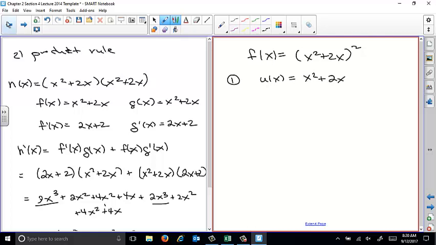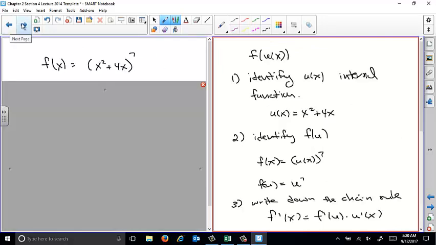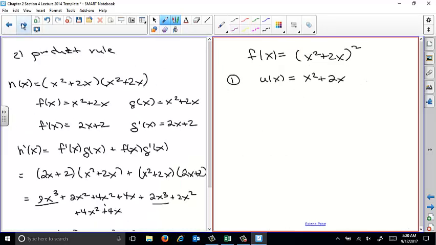Make sure I use the same steps here. Identify u of x. Okay, identify f of u. So step 2 is identify f of u. So f of u is just u squared. And again, you can always check it by plugging this into there, and you should be back to where you started. I think the third step was just write down the chain rule. The chain rule says that f prime of x equals f prime of u times u prime of x.